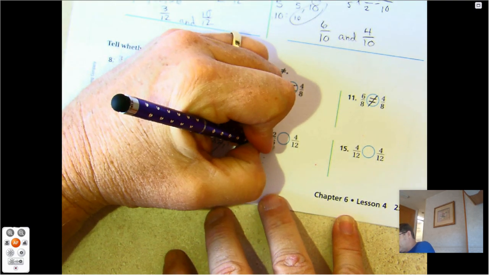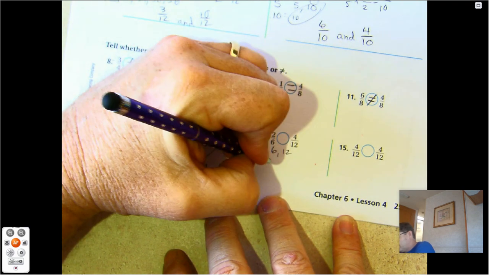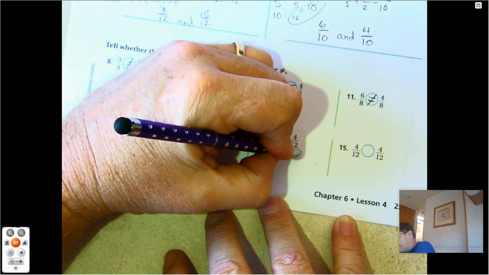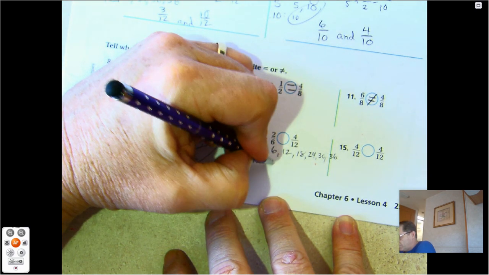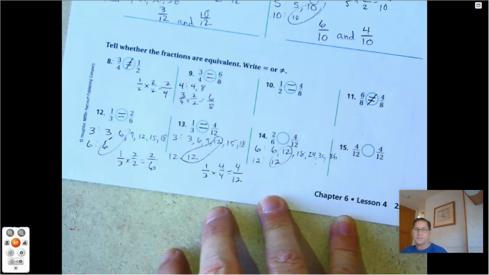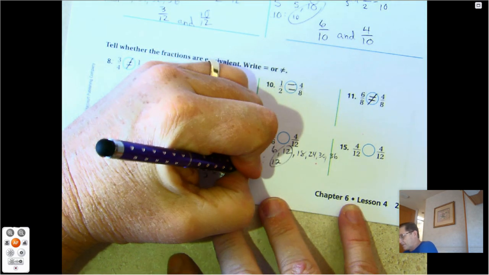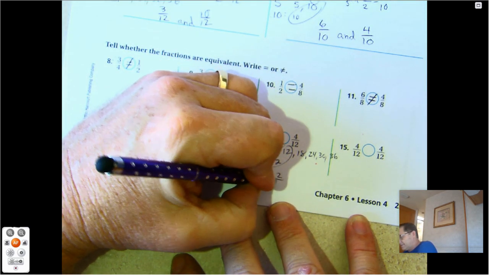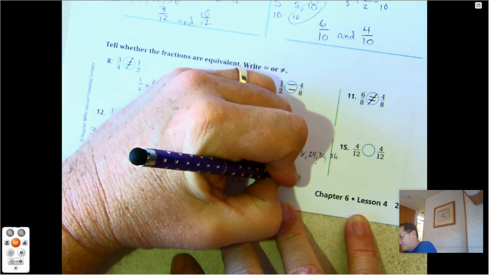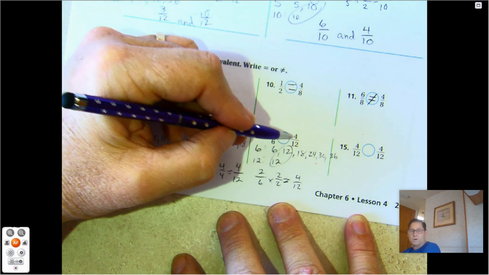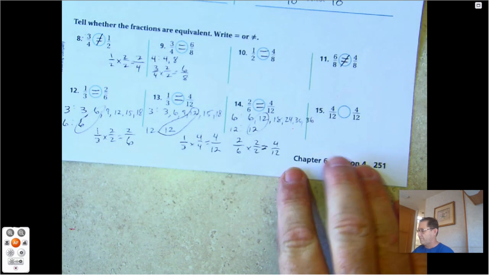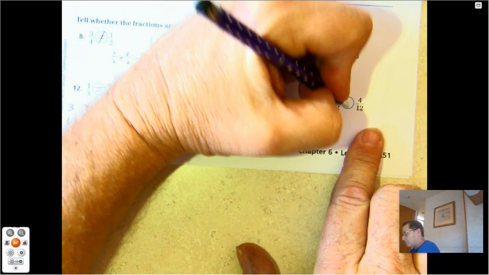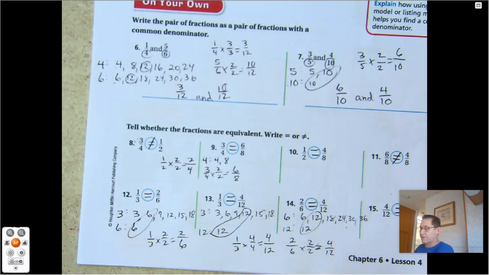Just list the multiples of 6: 6, 12, 18, 24, 30, 36. The first multiple of 12 is 12, so let's just use 12. 2/6 times 2/2 equals 4/12. 4/12 matches 4/12. Those two are equal. 4/12 does equal 4/12. Simple enough.